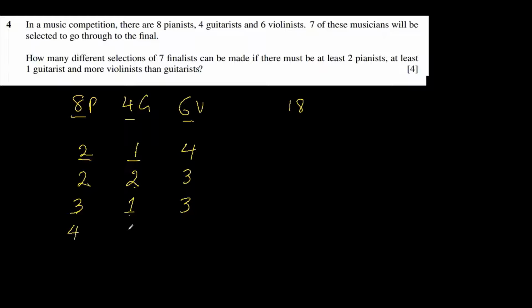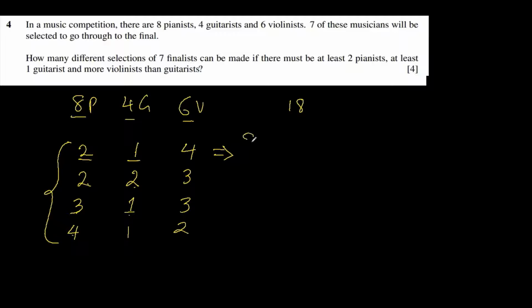Let's say 4 pianists, 1 guitarist, and 2 violinists. 4 plus 1, 5 plus 2, 7. And 4 plus 2 will be 6, and that will not leave anything else. So these are the only 4 combinations possible, and we will write the choice selection process for these.